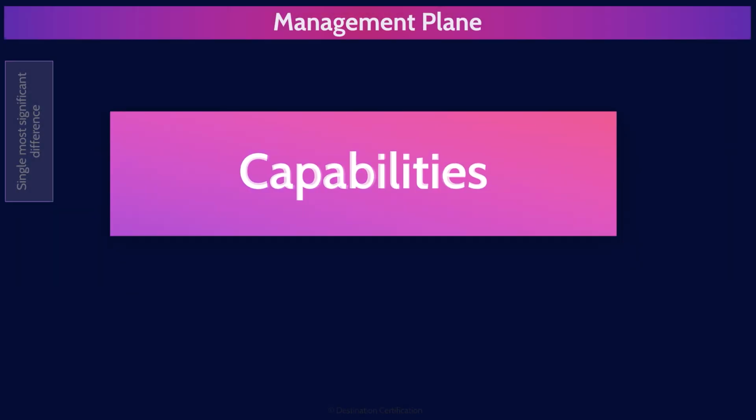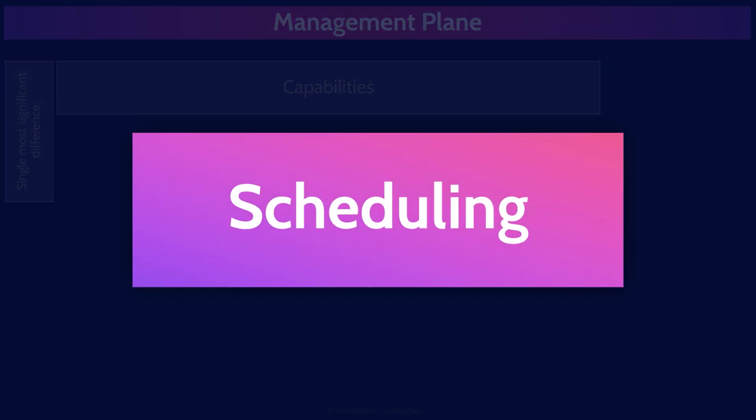Let's walk through some of these key capabilities. Scheduling is the capability of the management plane to organize and automate the execution of tasks based on a defined timetable. It ensures that operations such as backups, system updates, and batch processing are performed during optimal times to minimize impact on systems performance and customers.